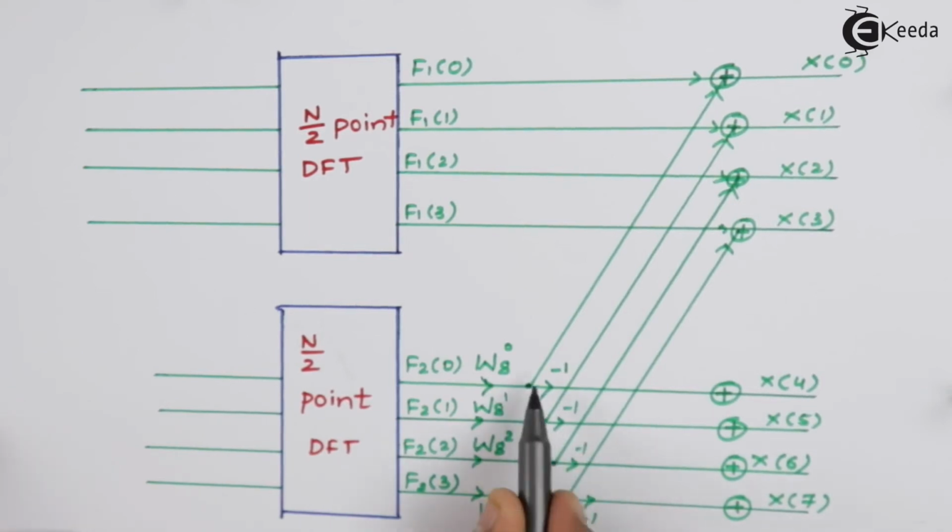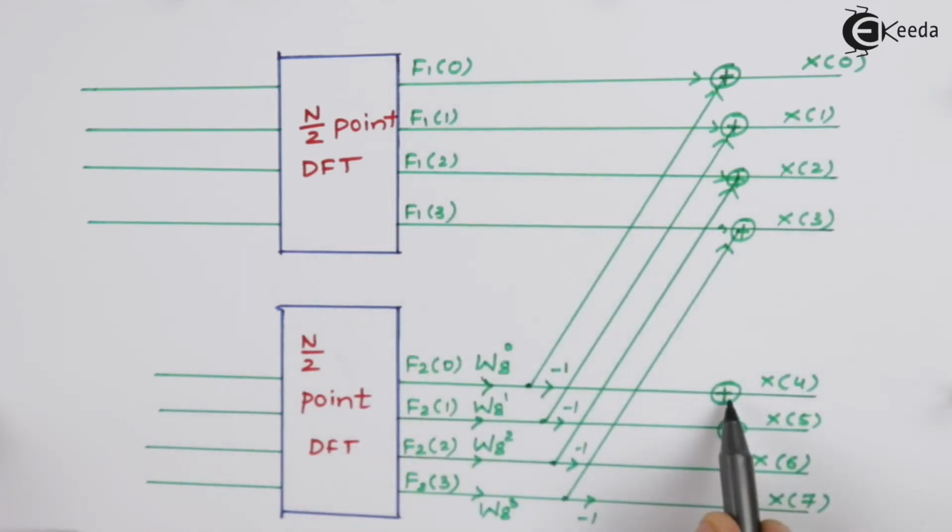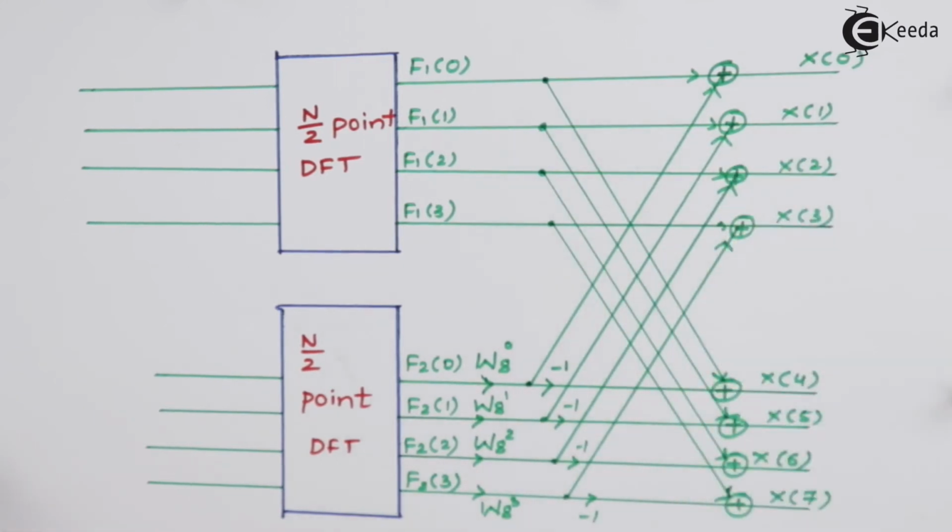So automatically the sign of all these product terms will be changed to negative, and now x of 4 is simply the addition of f1 of 0 with this whole product. So the first line is connected to x of 4, the second line is connected to x of 5, similarly second, third to third, and the fourth to fourth. So like this you will get the answer of x of k, that is, you will get the answer of 8 points, but in DFT format.